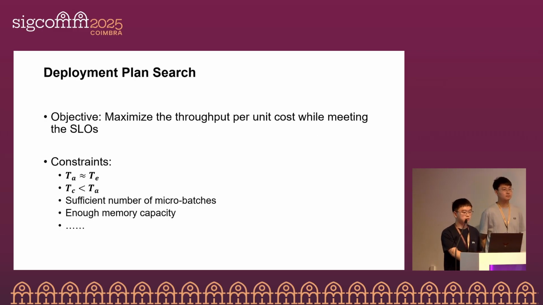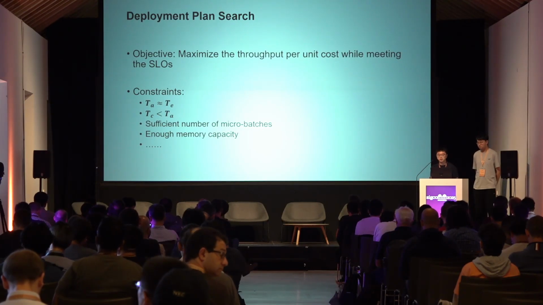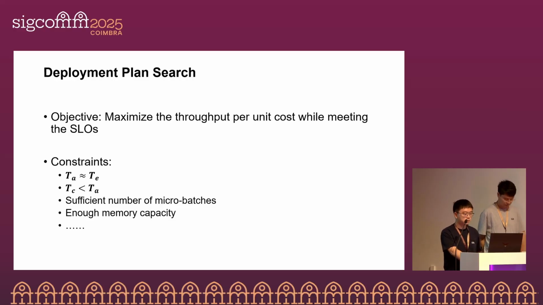To fully leverage the advantages of disaggregated expert parallelism and the ping-pong pipeline, we search for an optimal deployment plan. Our goal is to maximize throughput per cost while meeting the SLO. We use a simple enumeration algorithm to search for the best configuration under certain constraints. These constraints include: the computation times of attention and experts should be close, and the communication time must be less than computation time. There must be enough macro batches to hide the communication latency. GPU memory must fit both parameters and KV cache, etc. Please refer to our paper for more details.